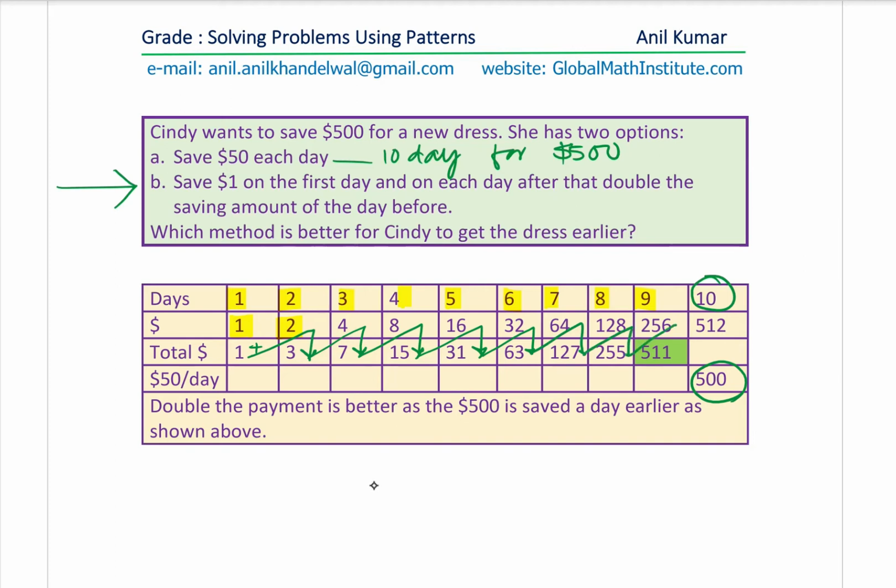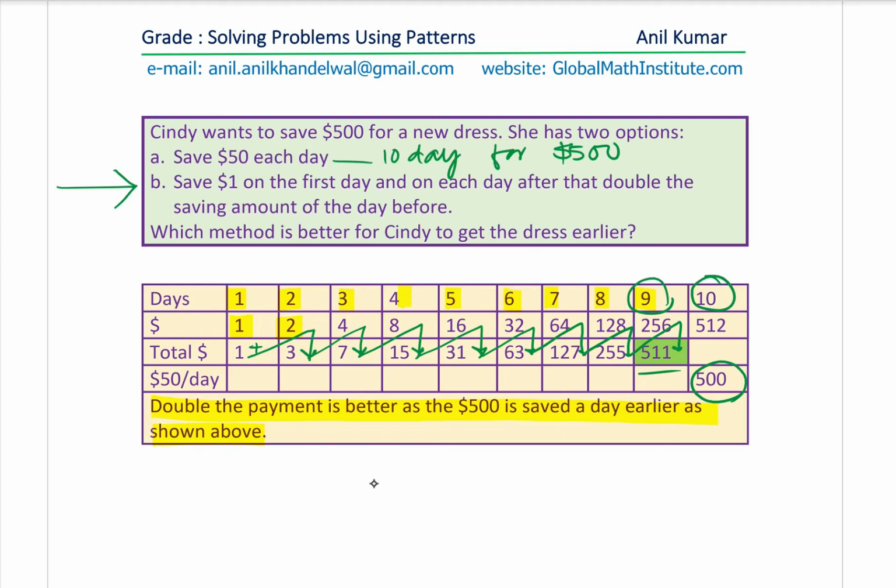And what you notice here is that she has $511 on the ninth day itself. So a day earlier Cindy is able to save the money. So doubling has a lot more power, and it goes very fast, as you can see in this particular pattern. So the numbers will be 1, 3, 7, 15, 31, 63, 127, 255, 511. So she got it in 9 days. So definitely double the payment is better, as $500 is saved a day earlier as shown above. Is that clear to you, right?